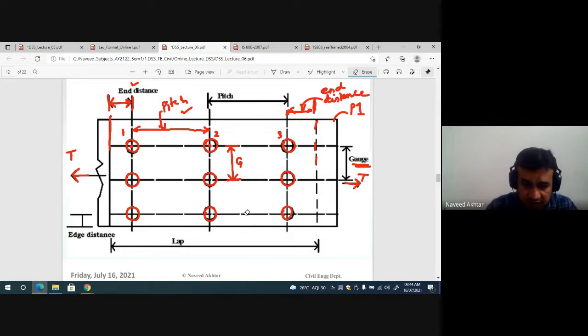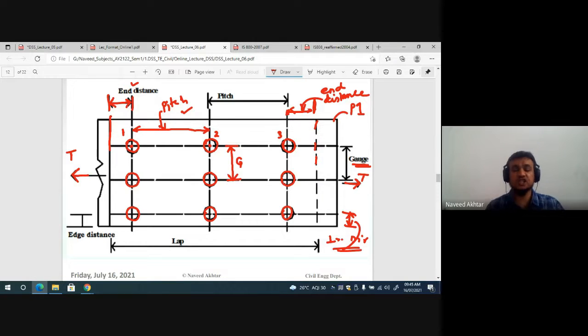Similarly, the edge distance is nothing but this distance, from the last bolt hole to the end of the plate, but this distance is again perpendicular to the direction of stress.